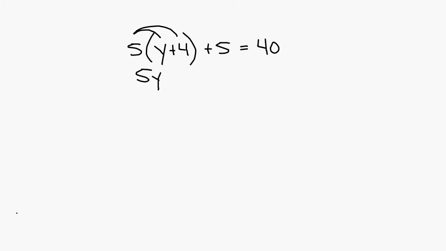5 times y plus 4 plus 5 equals 40. So it'll be distributive property first. 5 times y is 5y. And 5 times positive 4 is positive 20. The rest of the problem just gets rewritten.